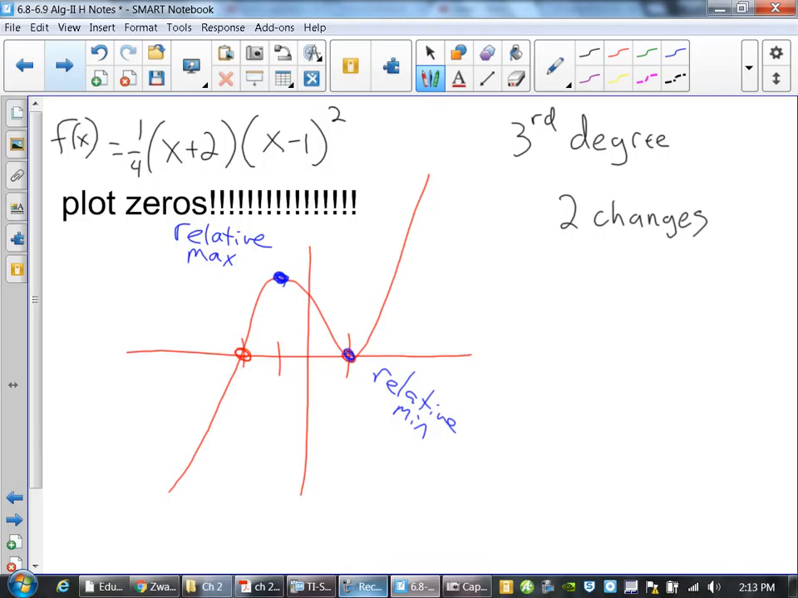What's up? What is it? It's just where it changes direction. That's all it is. It's just where does it change direction? Where does it go from increasing to decreasing? It changes direction at that point.